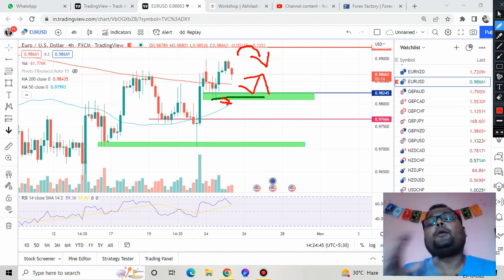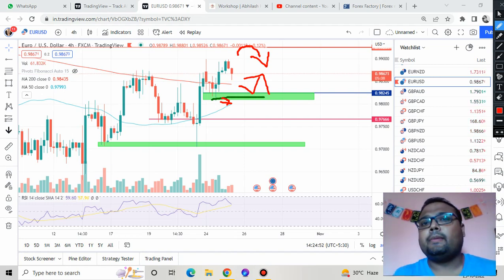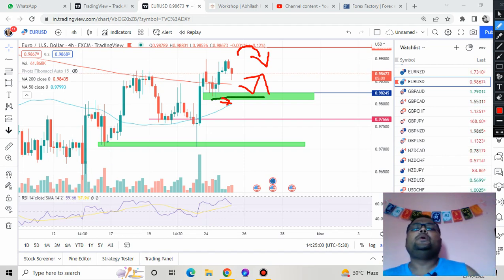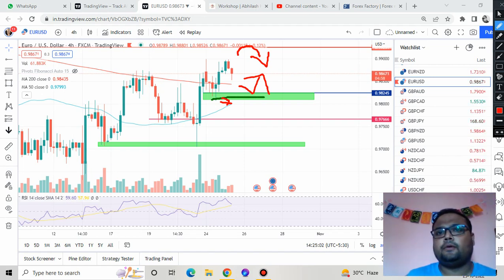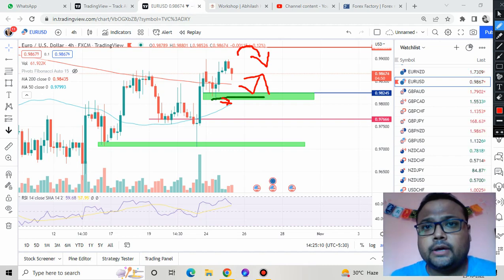Because for a proper breakout or breakdown, we need a good amount of volume and volatility. And right now I don't see that kind of crazy volatility in the market, and most importantly, we don't have any news right now that will bring any such volatility to the market that will lead to a proper breakout. So please be careful, follow proper risk management.